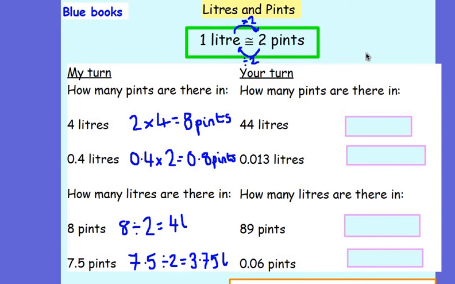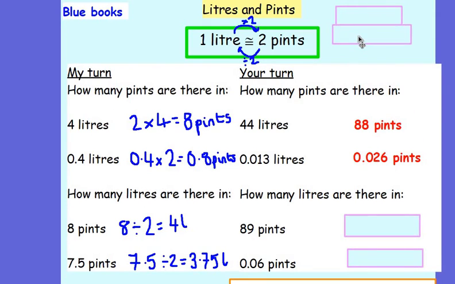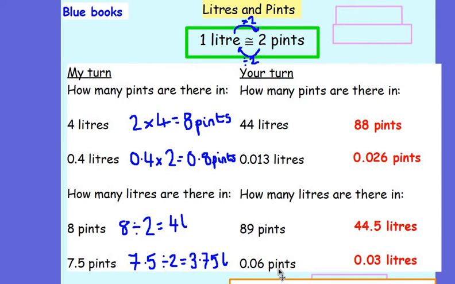Right, let's go through the answers. I've been asked how many pints are there in 44 litres. I've multiplied by 2 to get 88 pints. In the same way, if I've got 0.013 litres, I've multiplied by 2 to get 0.026 pints. And to go the other way, 89 pints divided by 2 gives me 44.5 litres. And 0.06 pints divided by 2 gives me 0.03 litres.